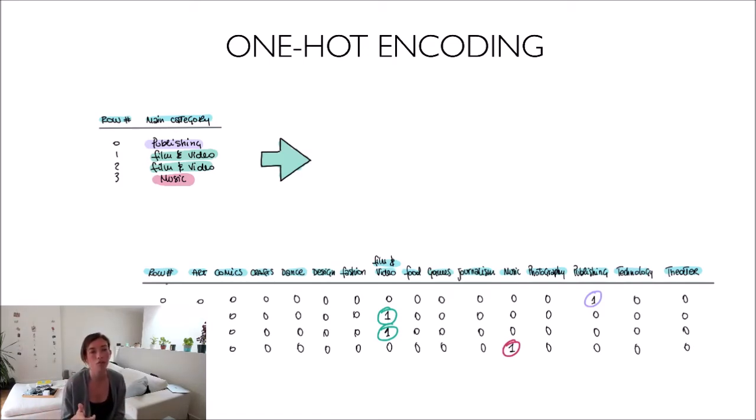And so projects 2 and 3 are in the category film and video and also have zeros all the way, except for the column related to film and video, and so on and so forth. This is a super common way to do it, and it yields this matrix as a result. So we started with one raw feature, and now we have 15 or something like that.